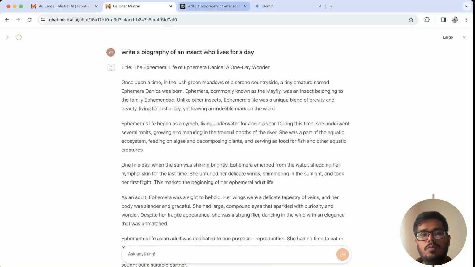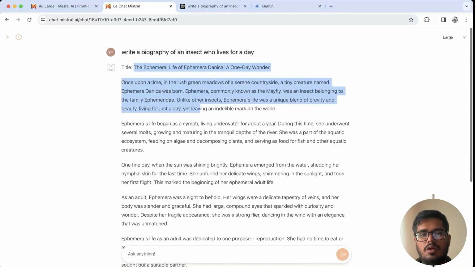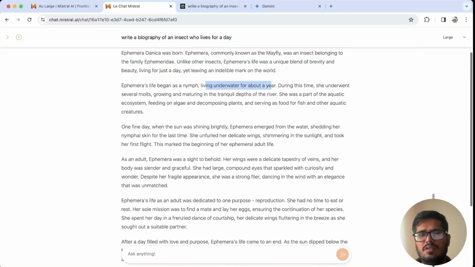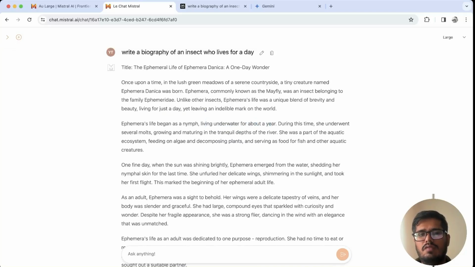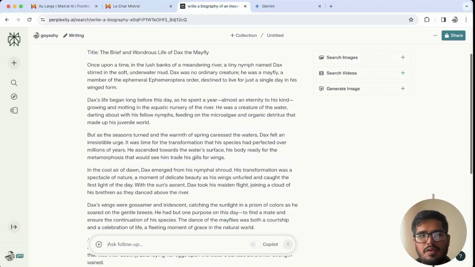Either way, I think the output is ready, and you can see the ephemeral life of Ephemera Danica, a one-day wonder. Interesting. It wrote a short bio here, living underwater for about a year, which isn't what we were looking for: an insect who lives for a day. All right, so this is clearly not going to work.